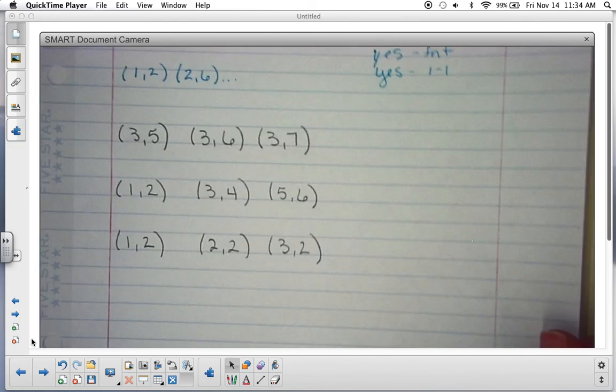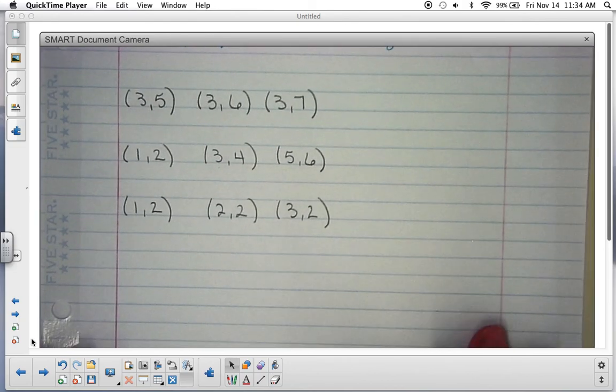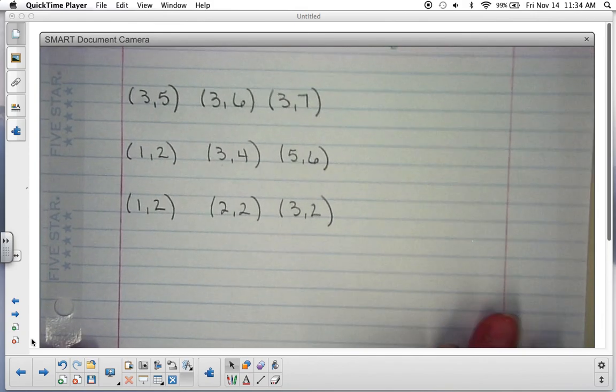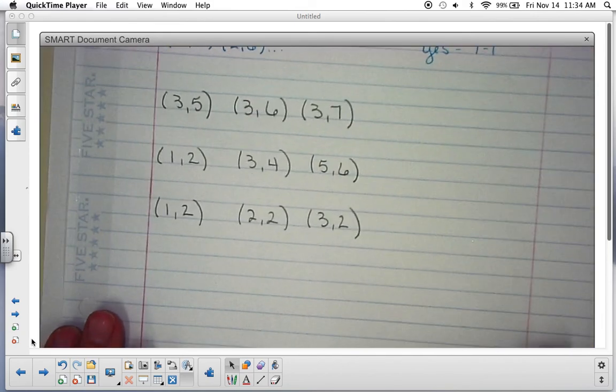All right, we're going to scooch up a little bit. I've got 3 more for you. You might need to pause here to copy those down.